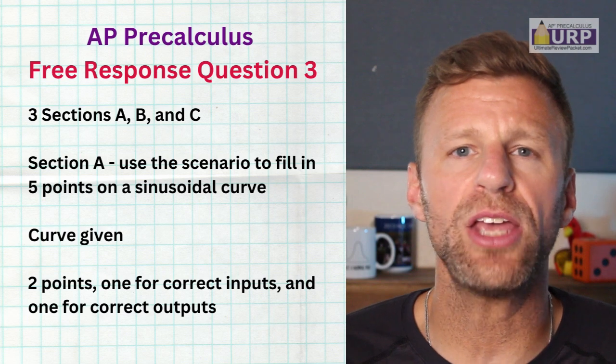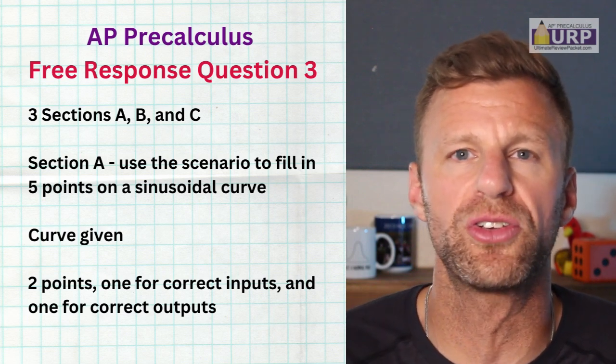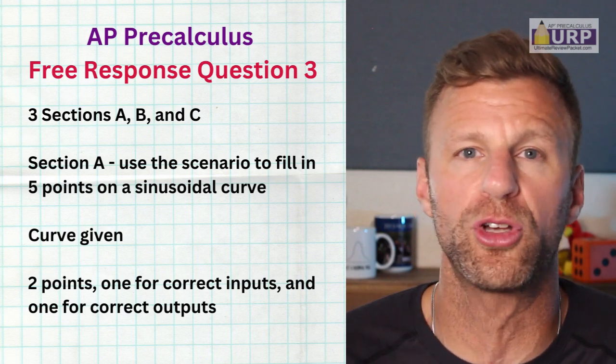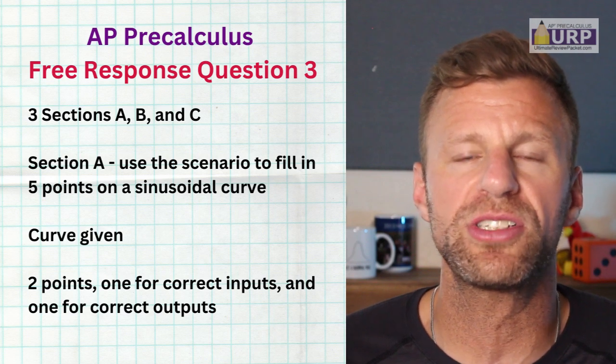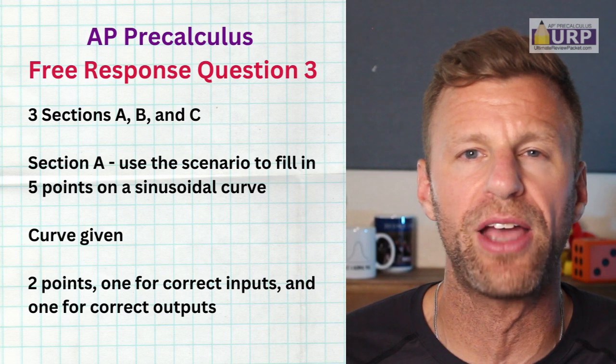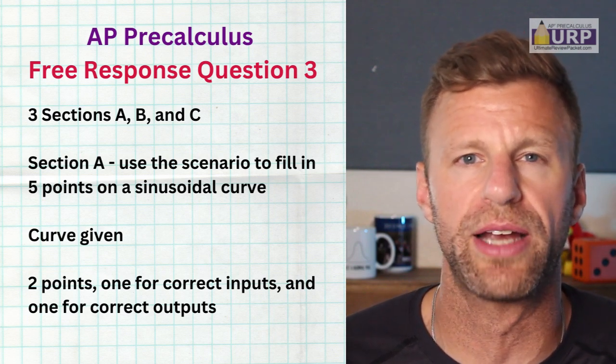In section A, you're going to be asked to use the scenario to fill 5 points in on a sinusoidal curve. Now, you've got to be able to read the question to know exactly what you're going to fill those points in. Now, this particular section is worth 2 points. You're going to get one correct point if all of your input values are right, and you're going to get a second point if all of your output values are correct.